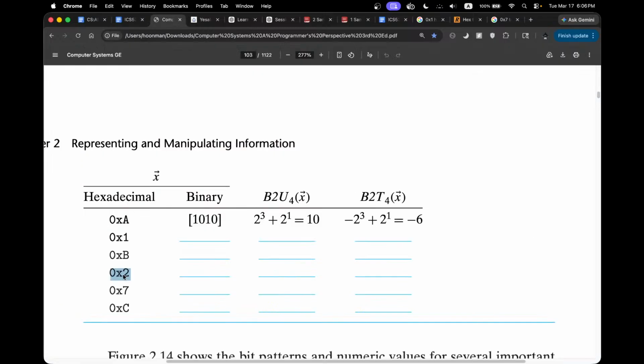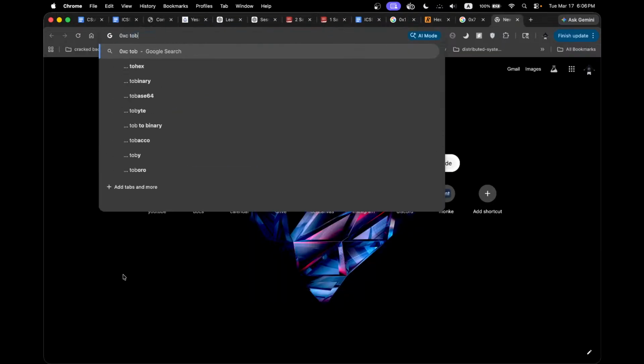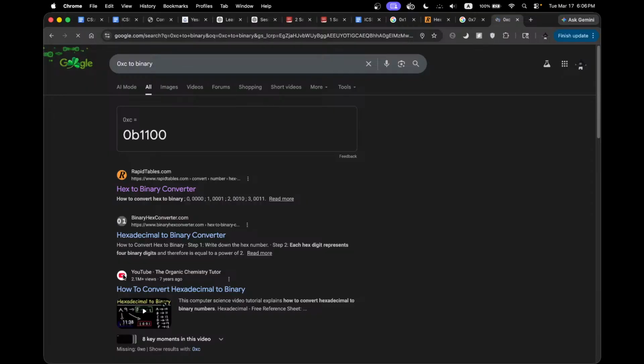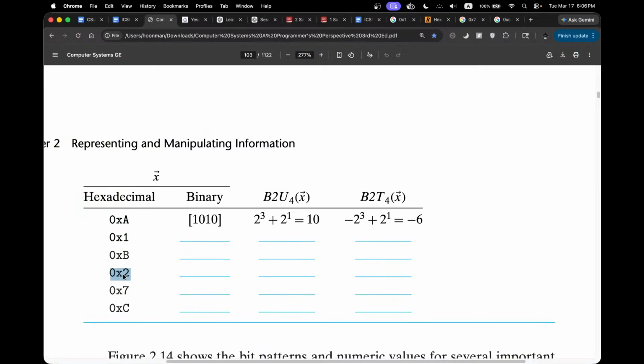0xc. So that's going to be 1, 1, 0, 0. Yep. 2 to the 3 plus 2 to the 2, 4 plus 8, 12. For 2's complement, 4 minus 8, which is negative 4. Alright.